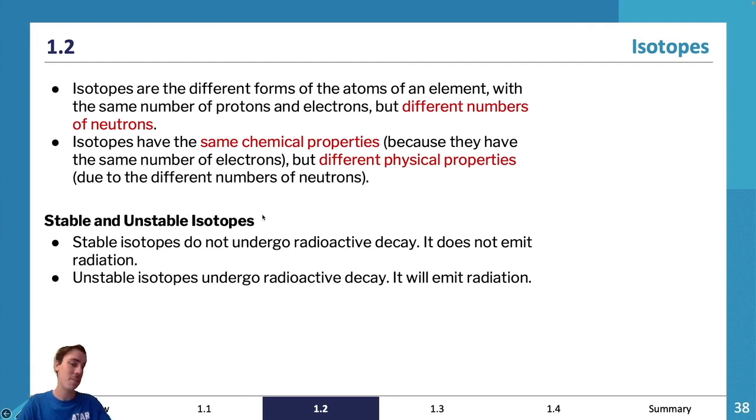Isotopes can then be stable or unstable. Stable isotopes do not undergo radioactive decay, so they don't emit radiation, but unstable isotopes do undergo radioactive decay and they will emit radiation. So it's one of those aspects you do need to know, the difference between the two.